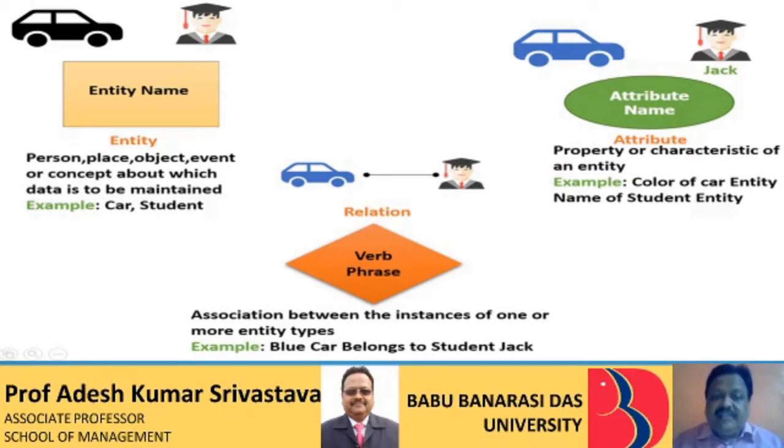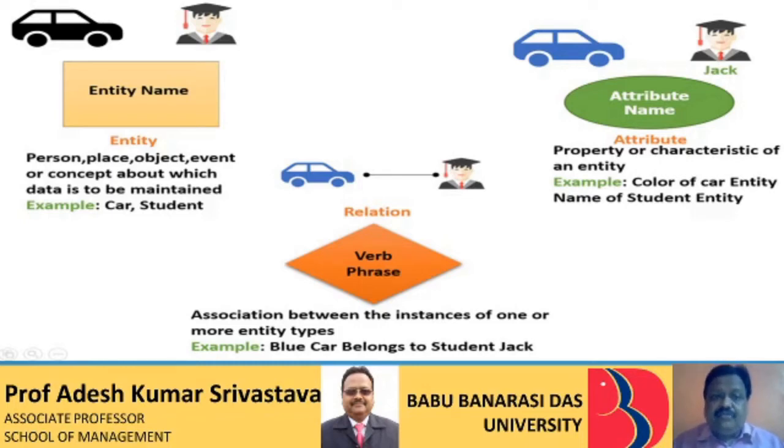Now, what is a relationship? A relationship represents the association between the instances of one or more entity types. For example, here the relationship may be a blue car belongs to student Jack. As you are seeing in the diagram, there is a blue car and there is a student. So what may be the relation? The relation may be that a blue car belongs to Jack.